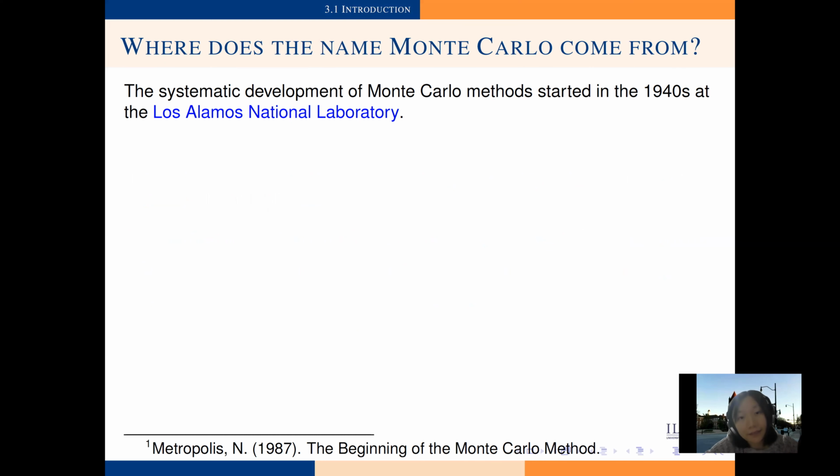The systematic development of Monte Carlo methods started in the 1940s at the Los Alamos National Lab. The Los Alamos National Lab was founded during the Second World War, and they invited a lot of physicists to participate in the Manhattan Project, which involved the development of nuclear weapons.